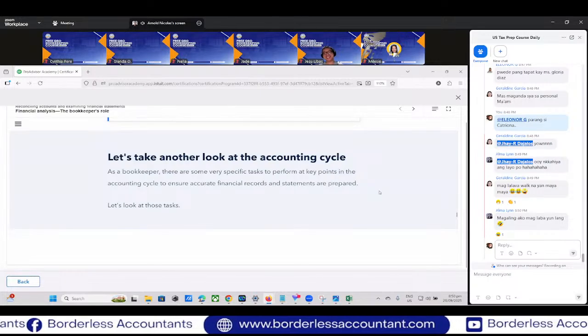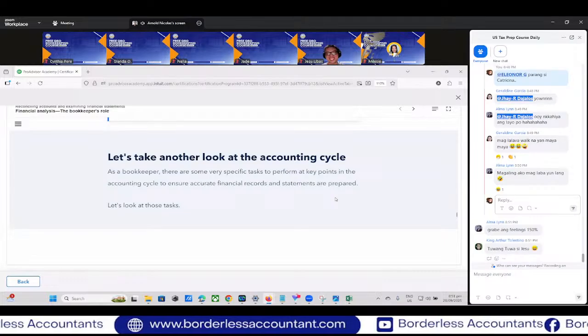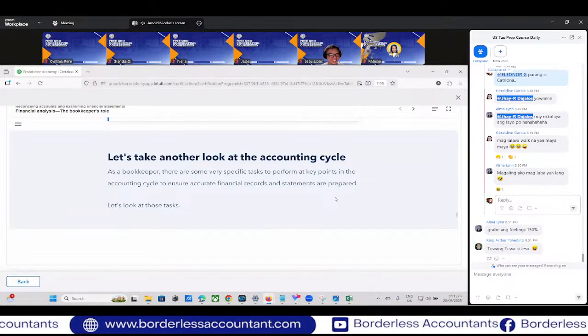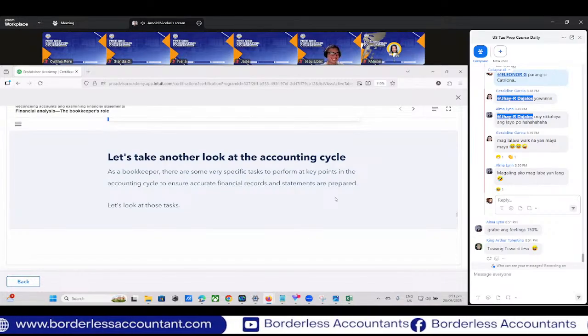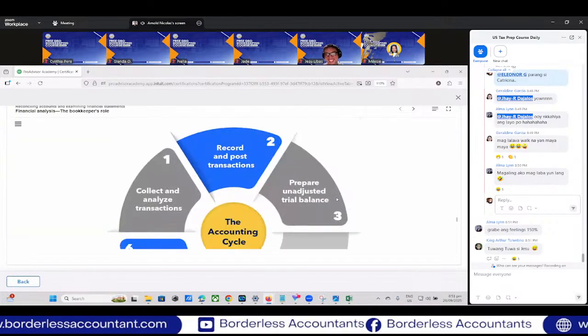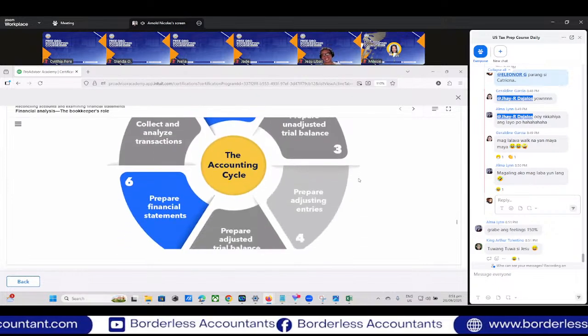As a bookkeeper, there are some very specific tasks to perform at key points in the accounting cycle to ensure accurate financial records and that the statements are prepared. Let's look at those tasks. Okay, just basically going back to the accounting cycle.